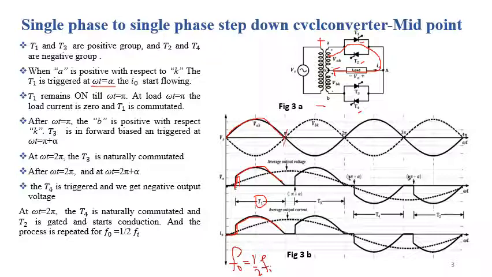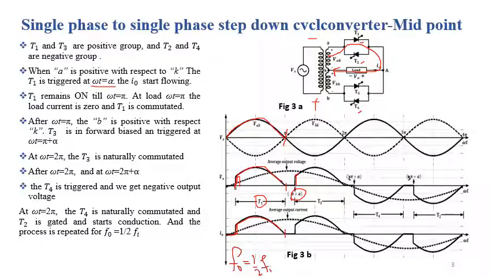So at omega t equal to pi, the polarity at the input side is reversing its direction, and we are getting this polarity, negative and positive. Now we know that the point B is more positive with respect to point K and A, and the point K is more positive with respect to point A only. So for this polarity at omega t equal to pi, the SCR T1 is line commutated and the SCR T3 is triggered at omega t equal to pi plus alpha.